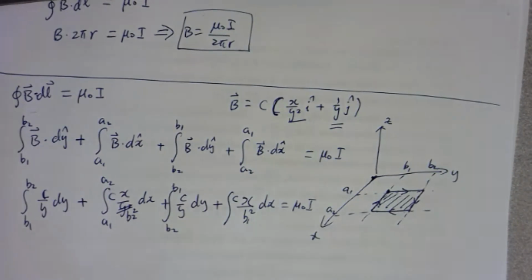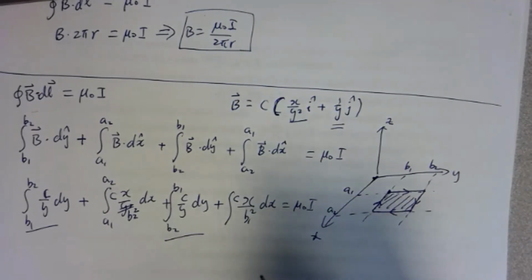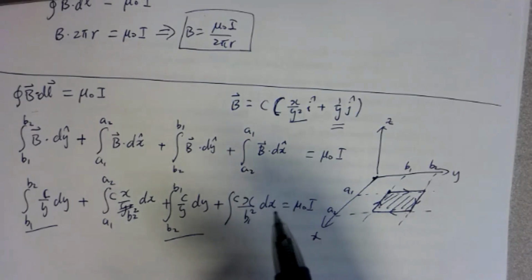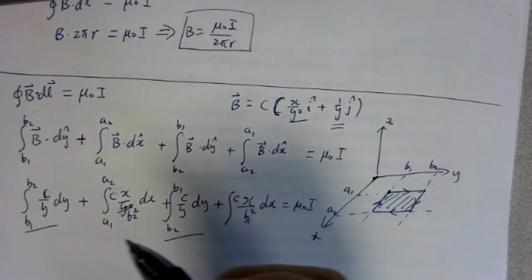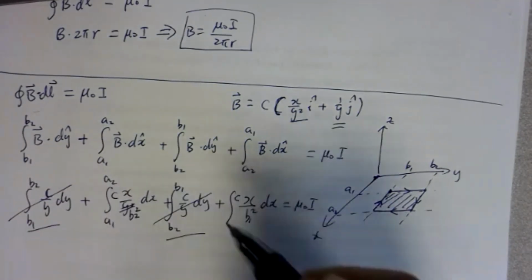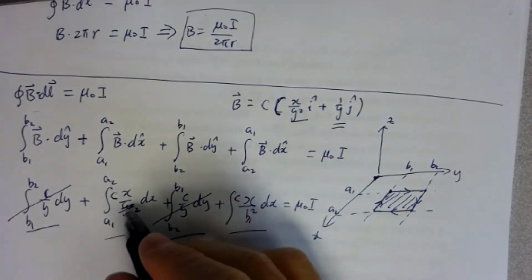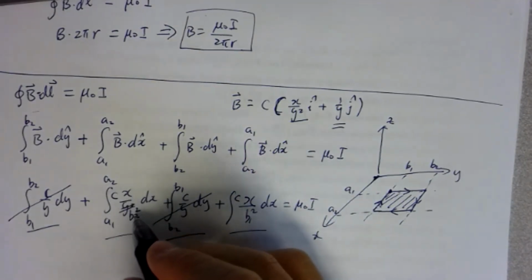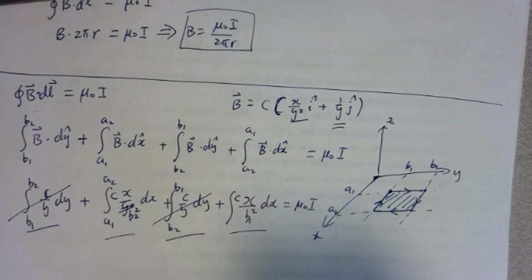All right, so this one and this one, they are the same integration, but the limits are flipped, okay? So then one will be giving you the minus of the other one. So these two will cancel, okay? Then we only have this and this remain. They are not exactly the same. This is cx over b2 square, but this is cx over b1 square, okay?